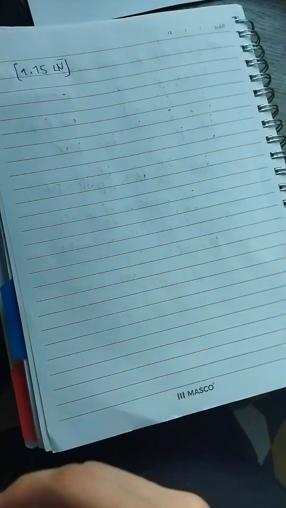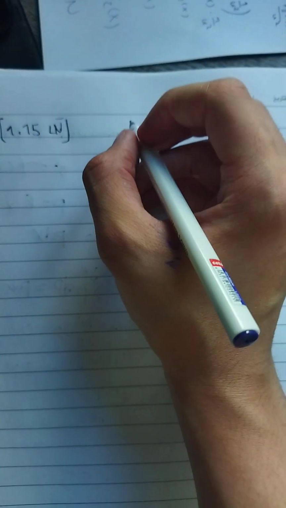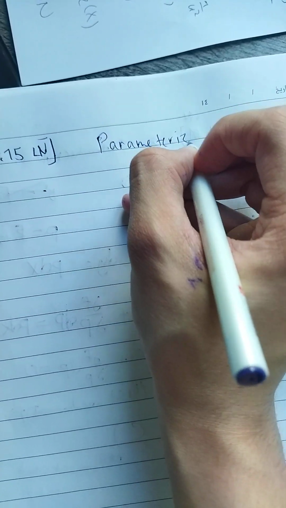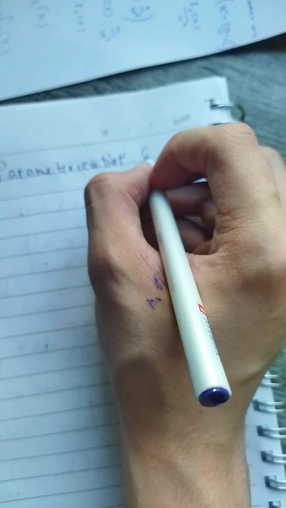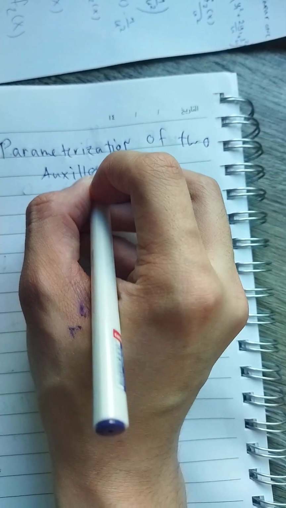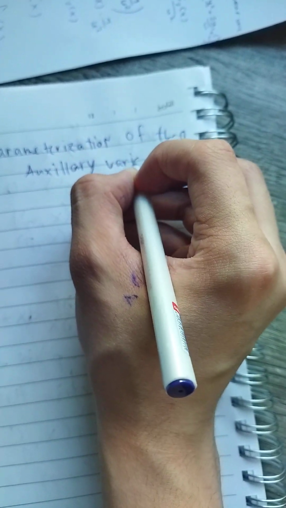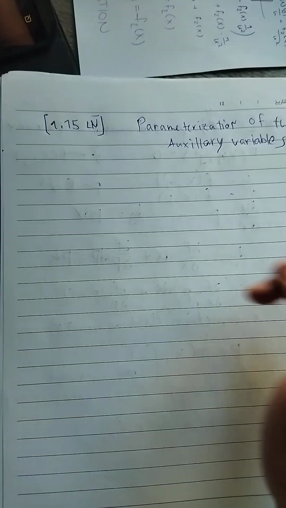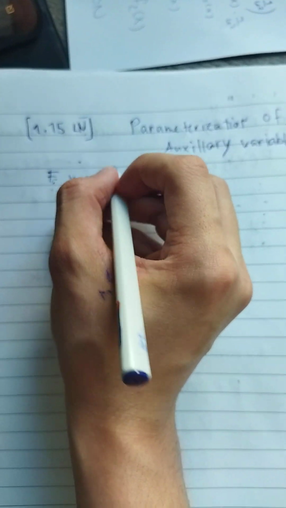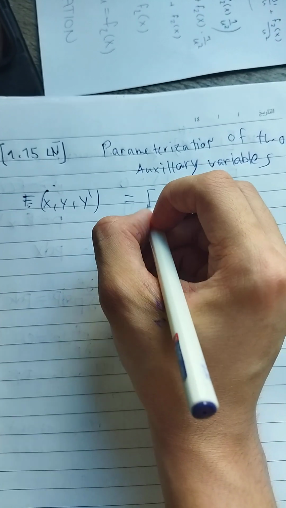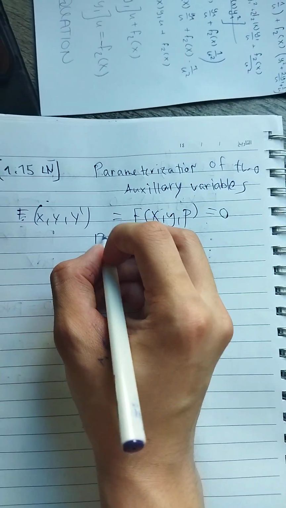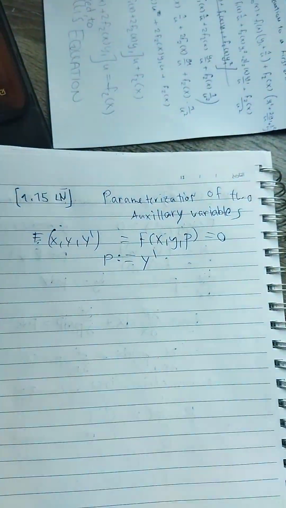So now we're gonna do the same parameterization, but in this case it's a parameterization of two auxiliary variables. So again, we use the relation that we have f of x, y, y prime equals f of x, y, p equals 0, with p defined to be y prime, right?